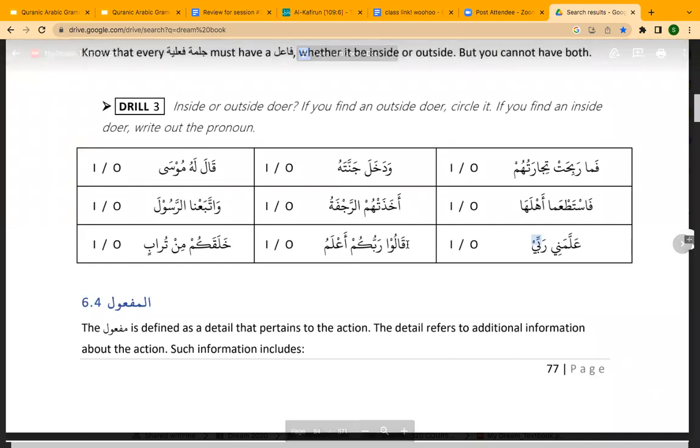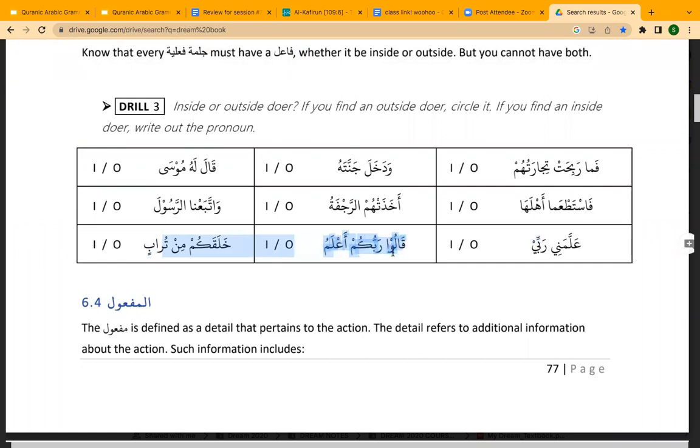Now, qalu. What do you think about qalu? This word. It's a fail. Qalu. Is it one word or two words? I'm just focusing on qalu. That's it. It's one word. Does it look like a fail? Yeah, it looks like a fail. Does it have a doer? It has a doer because every fail has a doer, unless it is majhool.